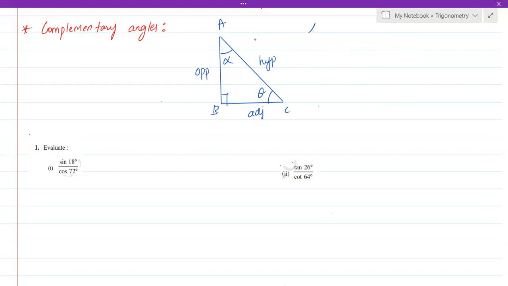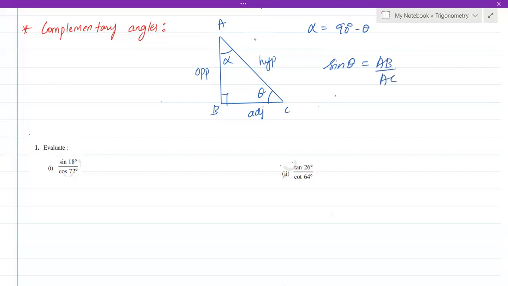And remember, the value of alpha is 90 degrees minus theta. Instead of writing 90 degrees minus theta, I've just taken it as alpha. So alpha and theta are complementary to each other. Remember that, because if you add them, you get 90 degrees. Now let's find sine theta. What is sine theta? Sine theta is opposite by hypotenuse, isn't it? So which is the opposite here? AB is the opposite and AC is the hypotenuse.